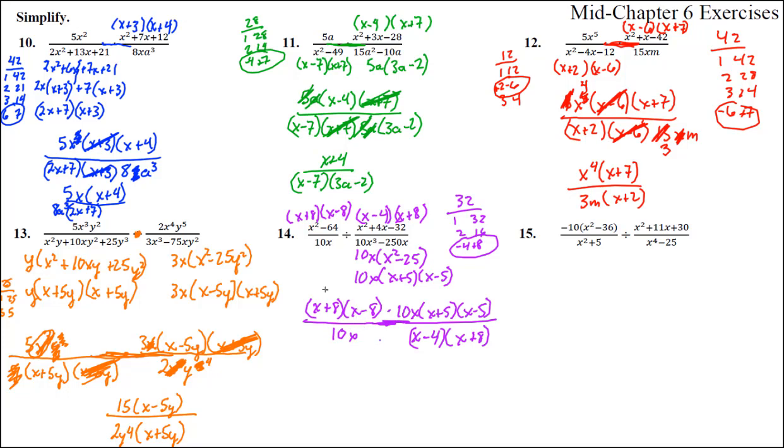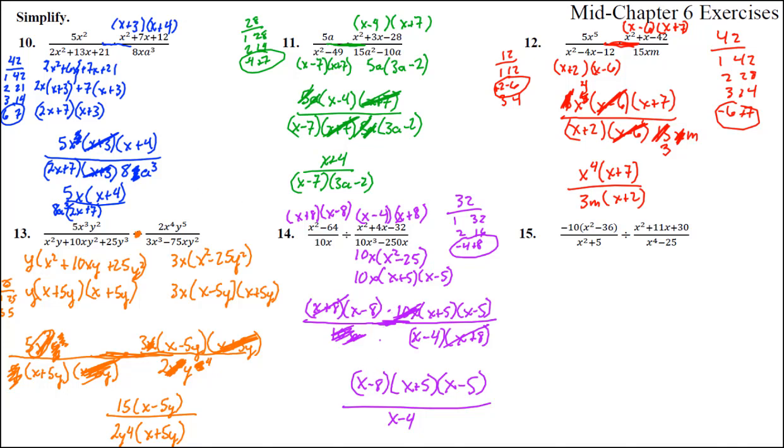So anything cancel? Yes. X plus 8 goes away. The 10x and the 10 and the x go away. So we end up with x minus 8 times x plus 5 times x minus 5 all over x minus 4. Is that all we got left on the bottom here? Yeah, everything else canceled. Okay, there we have it.